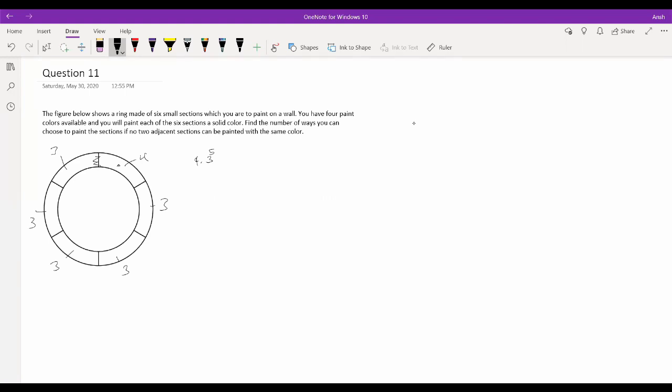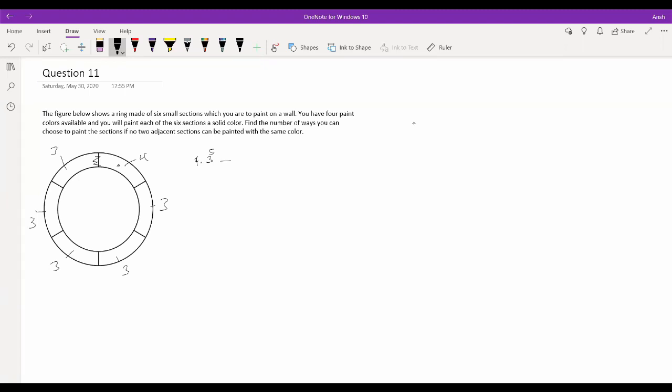So the number of ways to paint the six-section wall is just 4 × 3⁵ minus the number of ways to paint a five-sectioned wall where no two things are adjacent. Well, this is an improvement, right? We have fewer wall sections. So if we continue this, we can express a five-section wall in terms of a four-section wall, and then so on and so on.